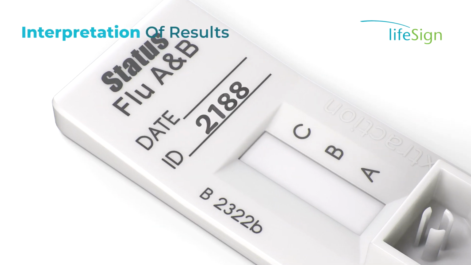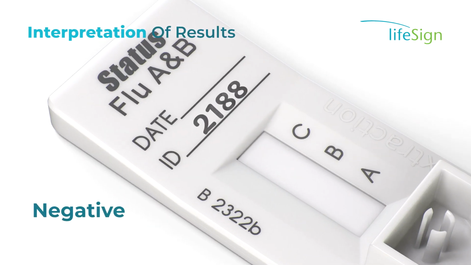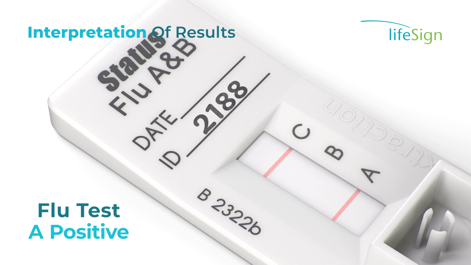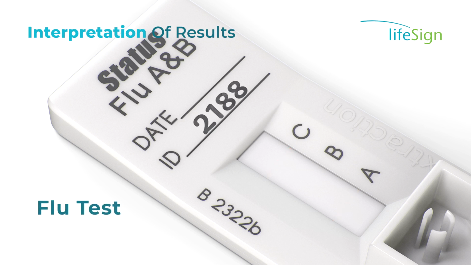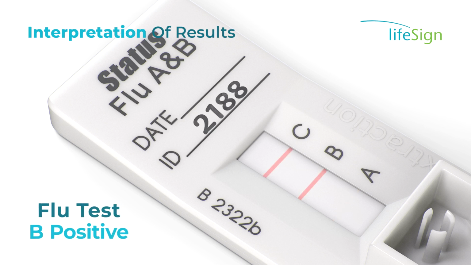A negative test is indicated by a reddish-purple line at the control position and no reddish-purple line at the A or B position of the device. A positive test is indicated by a reddish-purple line in the control position of the test device and a reddish-purple line at the A and/or B position of the device.